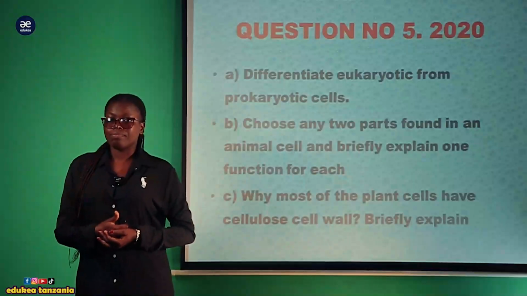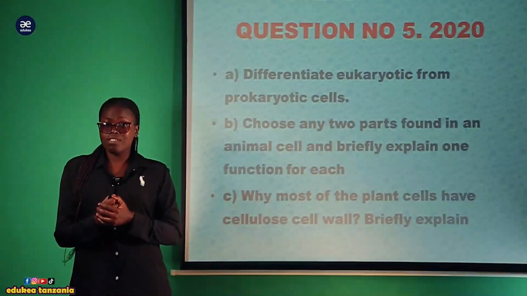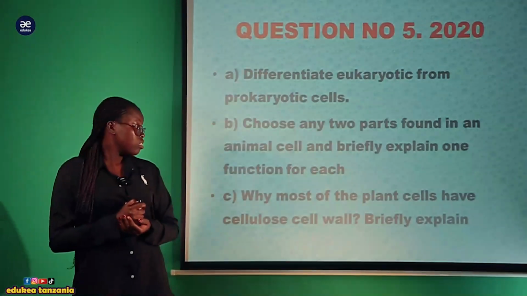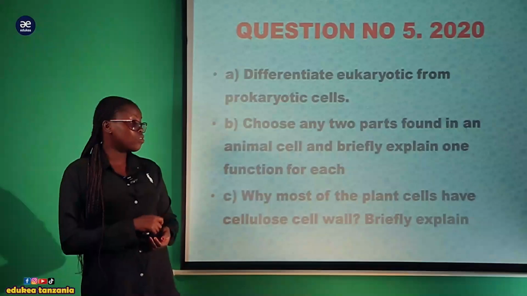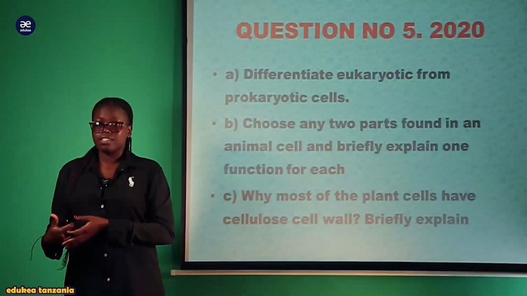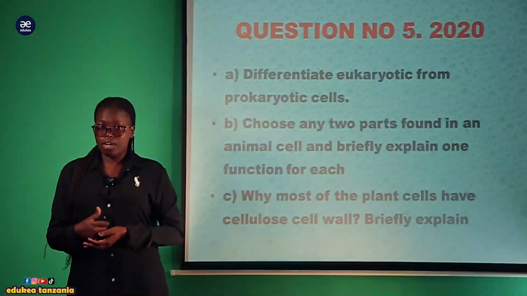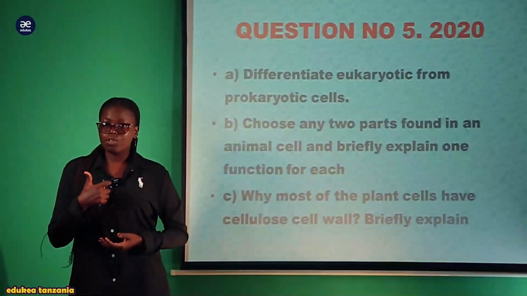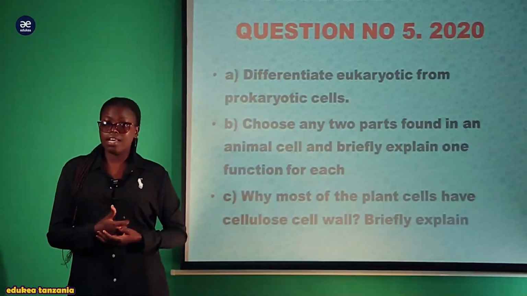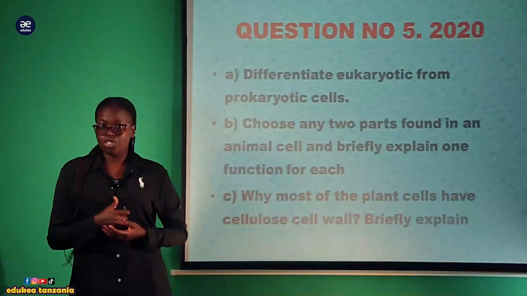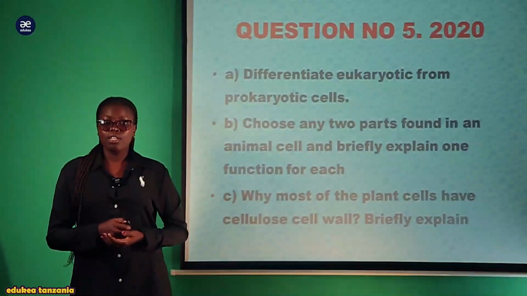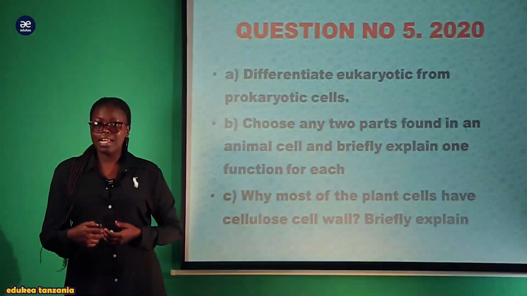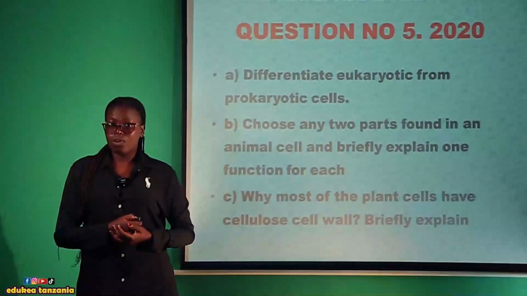My lovely Form 2 students, before we answer the question, let us be familiar with the instruction. In Roman A, you are needed just to differentiate between the eukaryotic and prokaryotic cell. In Roman B, you are needed to choose only two parts found in the animal cell, and after choosing them, give one function for each chosen part. And the last one, you are asked to briefly explain why plant cells are made up of the cellulose cell wall.